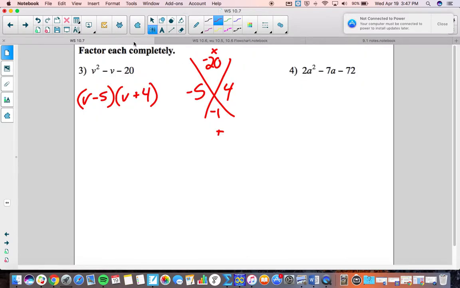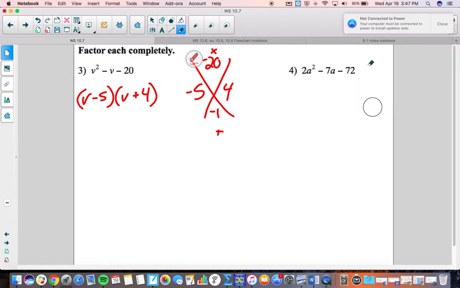So careful, that's a negative 72. So I get negative 144 on the top of my diamond and negative 7 on the bottom. So numbers that multiply to negative 144, that means that one's positive and one's negative, and then it's going to add to negative 7.